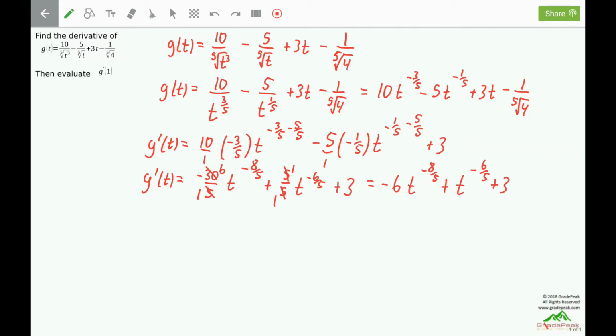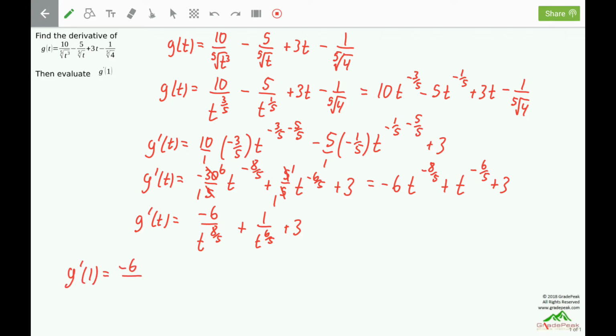Let's rewrite these to have positive exponents, we will move them to the other position, which is the denominator. Negative 6 over t to the positive 8/5 plus 1 over t to the positive 6/5, and then plus 3. There's our derivative, g prime of t. The next thing is to evaluate g prime of 1. That means to plug a 1 in for each of the t's.